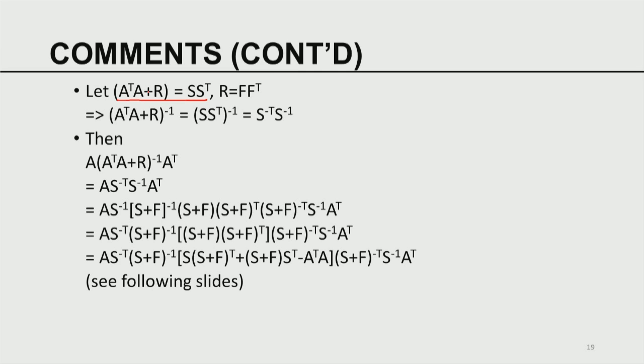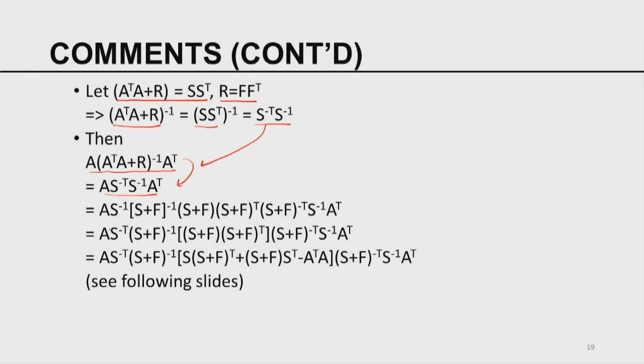So this is the matrix. A is a matrix, A transpose A is a Gramian, A transpose A plus R is a symmetric matrix. Let this be the square root of that, that is generic. Let R be FF transpose. Therefore, the inverse of this is the inverse of this, which is given by the inverse of that. And I am now going to consider a matrix of this type. I already know the square root of A transpose A plus R given by that. I am going to substitute this using this.